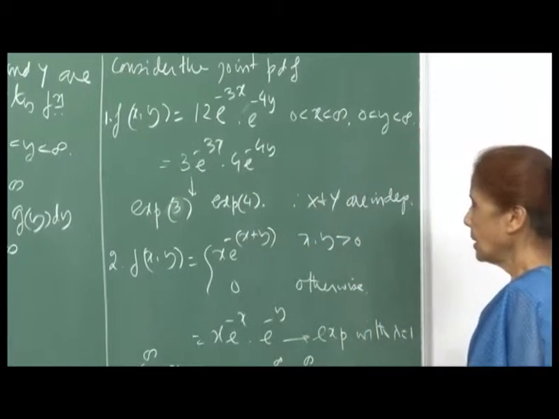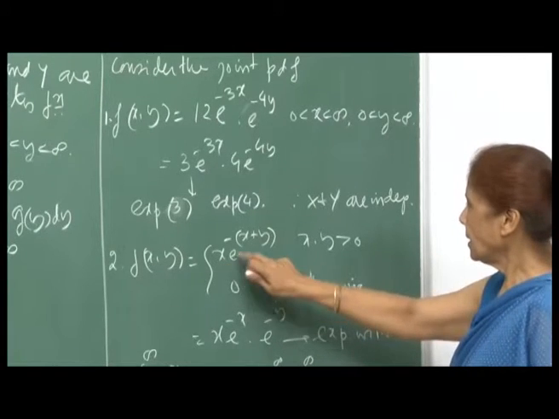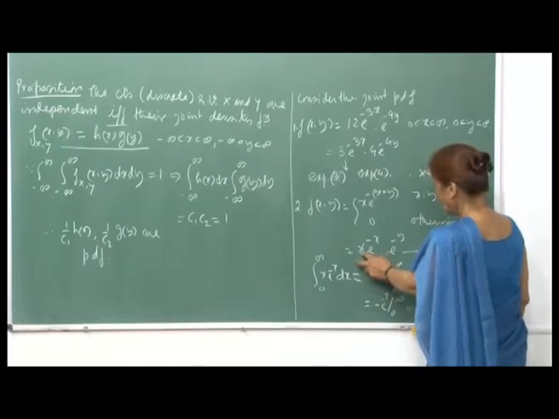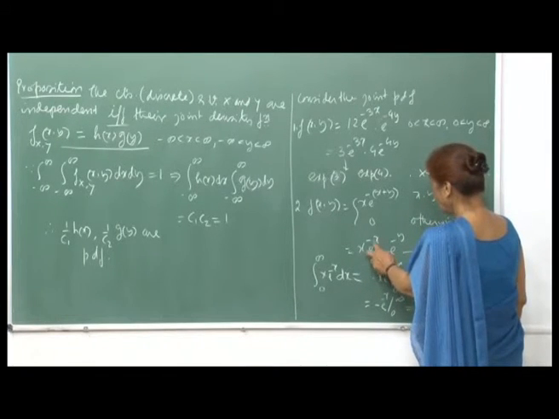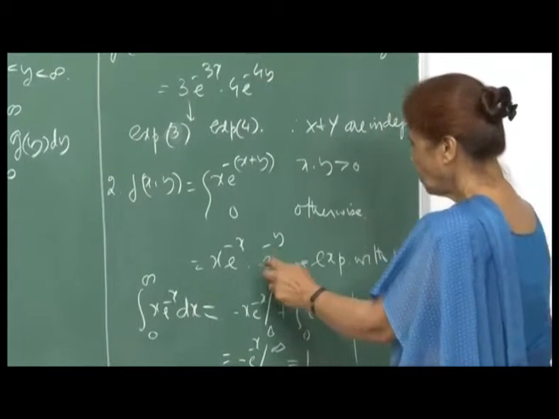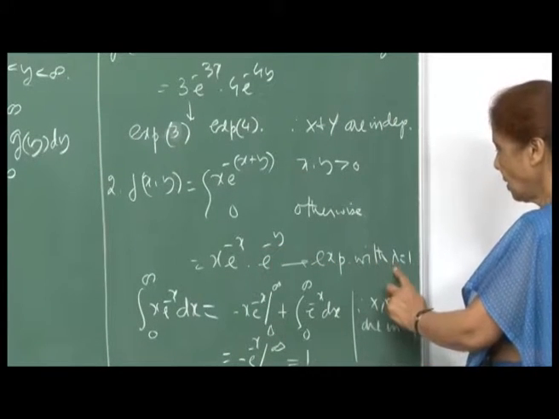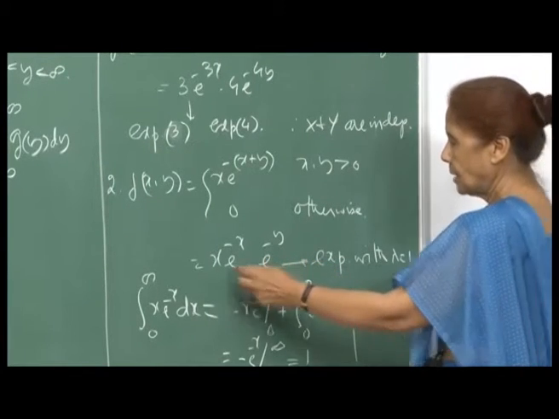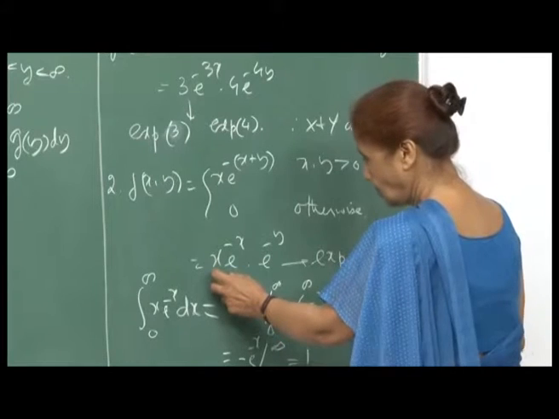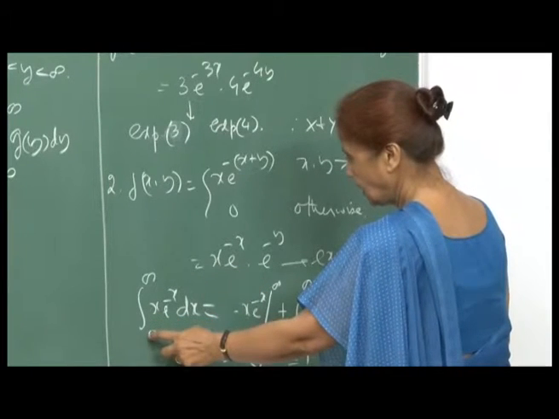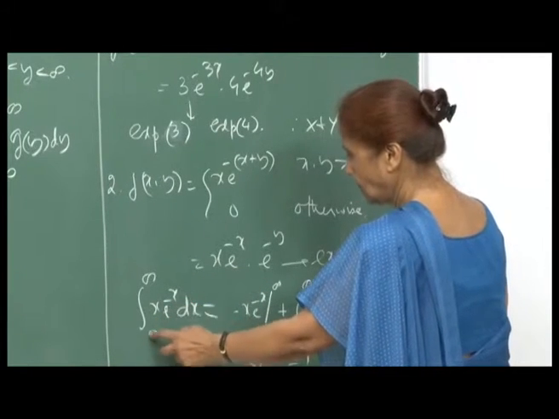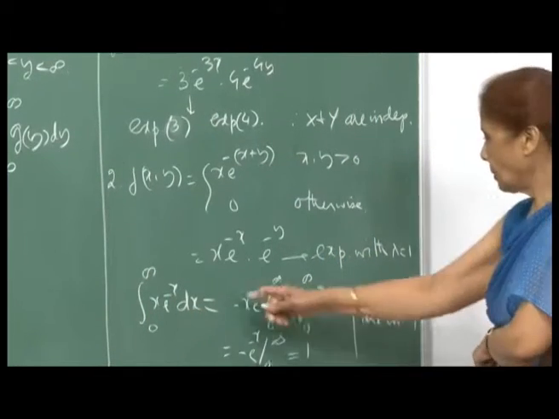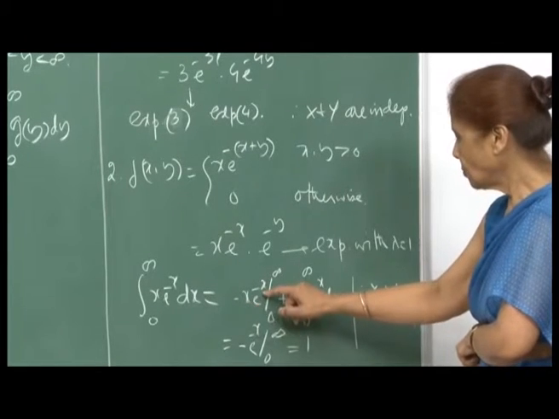Okay. Then if you look at this function here, x e raised to minus (x plus y). Now, here again I can break it up into two functions, x into e raised to minus x and this e raised to minus y. So, this I know immediately is exponential with parameter 1, lambda equal to 1, this one. And here I can quickly verify that this is also a PDF, which means that the integral of x e raised to minus x from 0 to infinity dx, if you now integrate this by parts, then you get minus e raised to minus x, x.